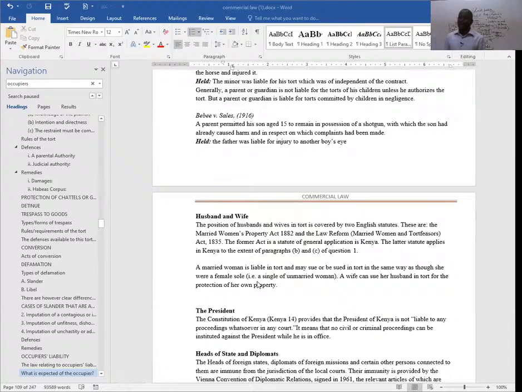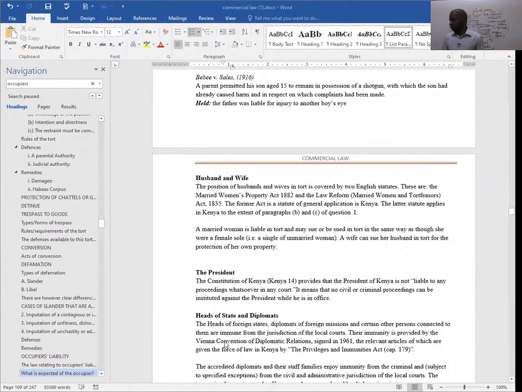So heads of states and diplomats. What happens in the case of diplomats? In this case, we are talking about ambassadors or high commissioners who represent other countries, for example, in Kenya. Are they also immune to being held responsible or being brought before court proceedings? The heads of foreign states, diplomats and foreign missions and certain other persons connected to them are immune from the jurisdiction of the local courts. Their immunity is provided by the Vienna Convention on Diplomatic Relations, which was signed in 1961.